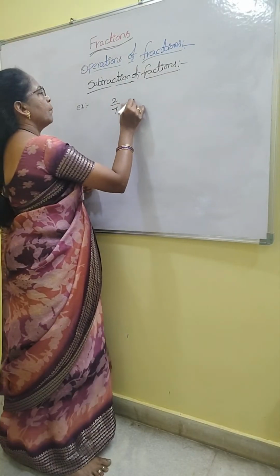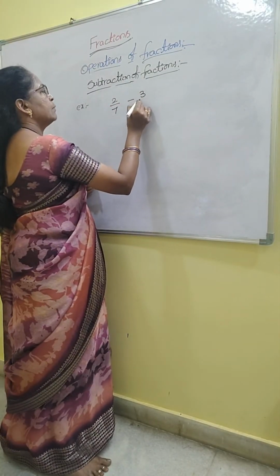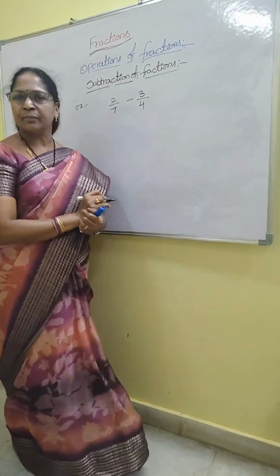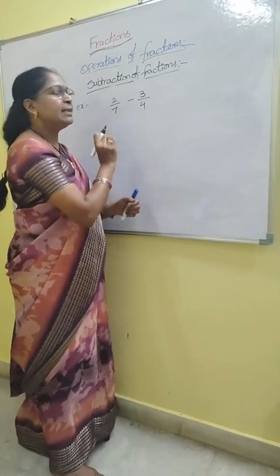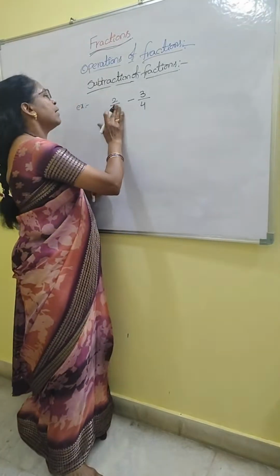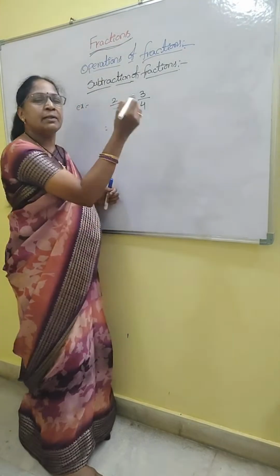2/7 minus 3/2/7. Small numbers I will write, otherwise you will be confused. Why? Because this is the basic only. See now, 7 also no issue. Just let us try.